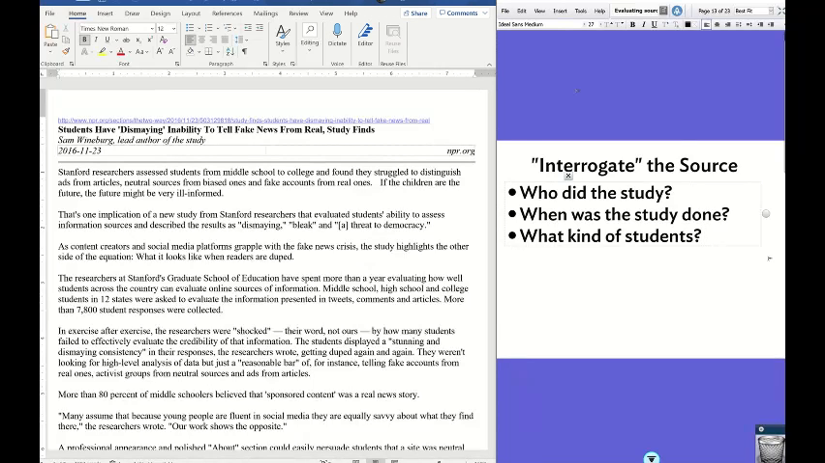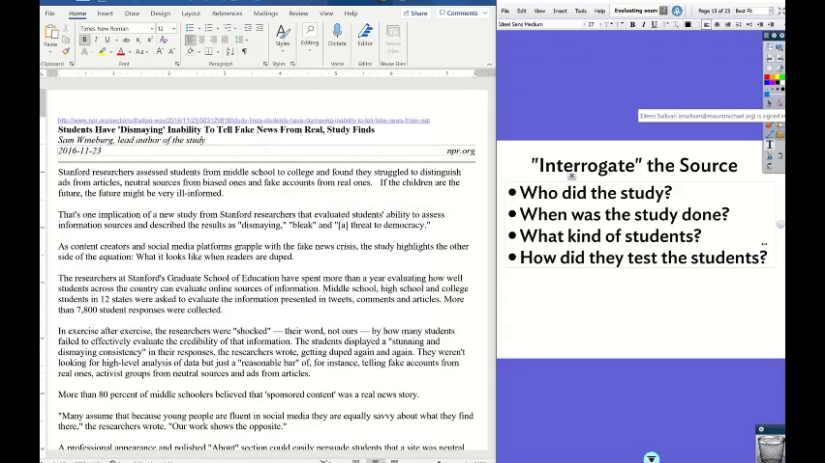And another thing, this is probably the thing that stood out to me before any of these others, is how did they test the students? What results did they see that made them think that they can draw this conclusion that students can't tell fake news from real? I want to know what the specifics of the situation are, because maybe the study did have things that very clearly can demonstrate this, or maybe there's some way that the tools they used, the tests they used, were flawed.